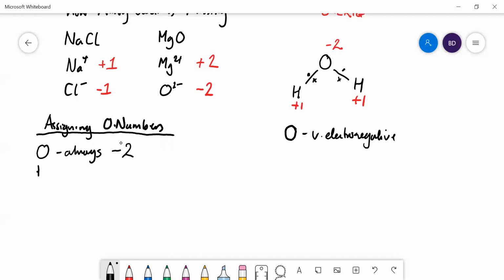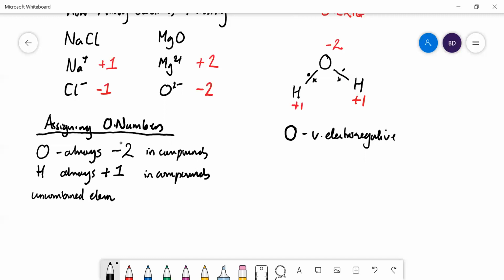Now hydrogen, that is another very important one. That is always +1 in its compounds. Just write in compounds there. Another important rule is that uncombined elements, such as O2, N2 and so on, are always going to be 0.